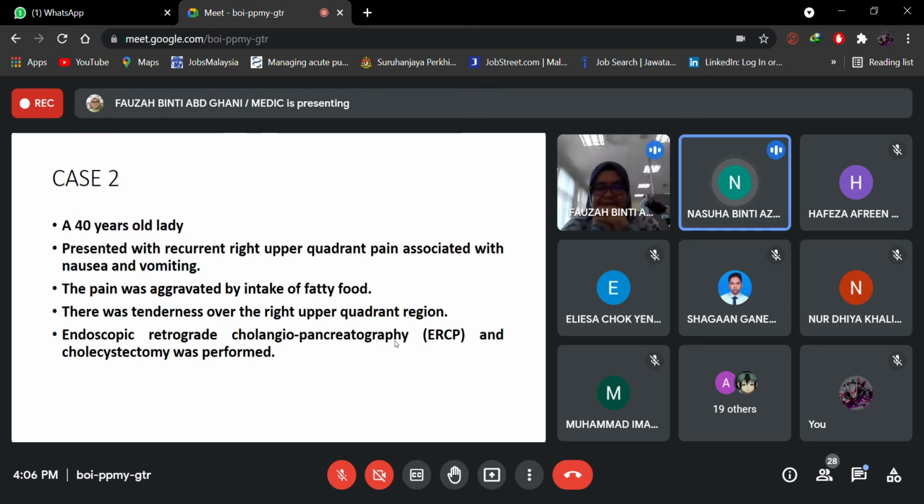The lady is 40 years old. She has recurrent right upper quadrant pain and nausea and vomiting, and the pain was aggravated by intake of fatty food. She also has tenderness over the same region where she has the pain. And she has undergone ERCP and cholecystectomy. Okay.